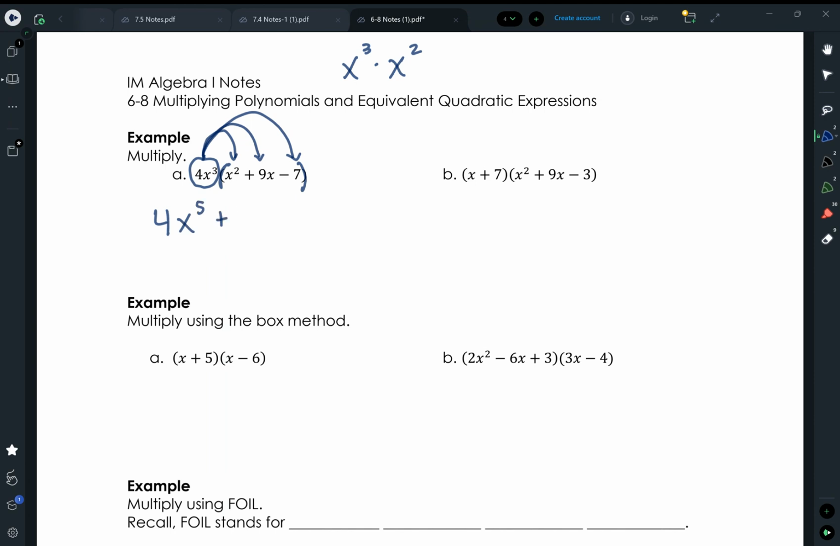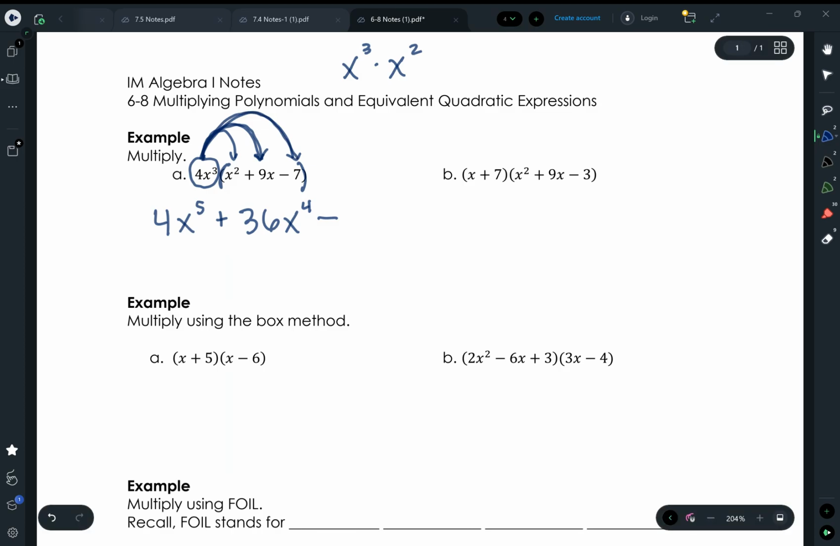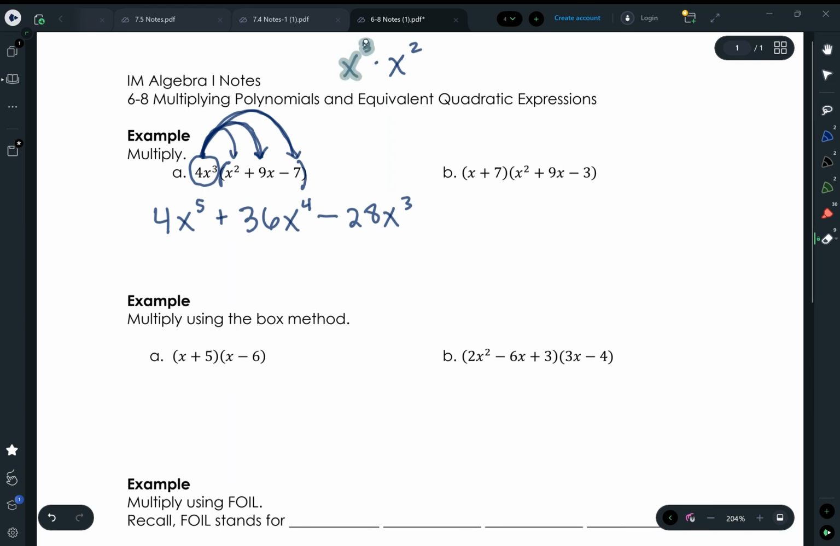Then I have a plus sign, so now I'm doing that second arrow. I'm taking the 4x cubed and multiplying by the 9x. So we can multiply the 4 and the 9. 4 times 9 makes 36. And I have an x cubed times an extra factor of x, and that's going to be x to the 4th power. Then I've got a minus sign, and now I have 4x cubed times 7. So all I can do here is multiply the 4 and the 7, and it is going to be 28x cubed.